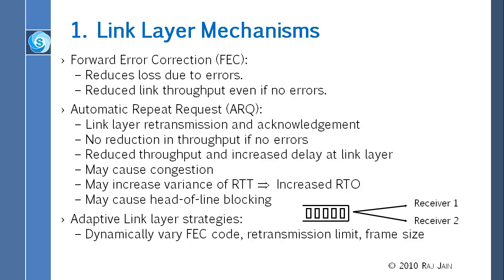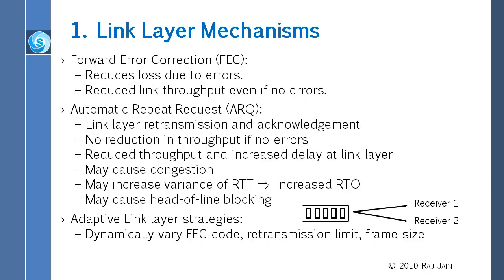Because of that, those acknowledgements may cause congestion. It may increase the variance of round trip time, because if some packet is lost, it has to be retransmitted. The link delay is not fixed anymore; it varies, and that variation may increase the round trip delay of TCP. By the way, the way TCP does round trip timing is it measures the mean and the variance, and uses the sum of the mean and a multiple of the standard deviation. All right, it may also cause head of line blocking.